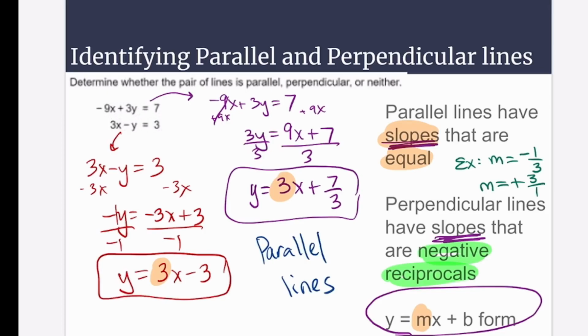So that would be an example of perpendicular lines, when you have slopes that are different signs and reciprocals of each other. And as you practice problems, you're going to see both of these types of lines.